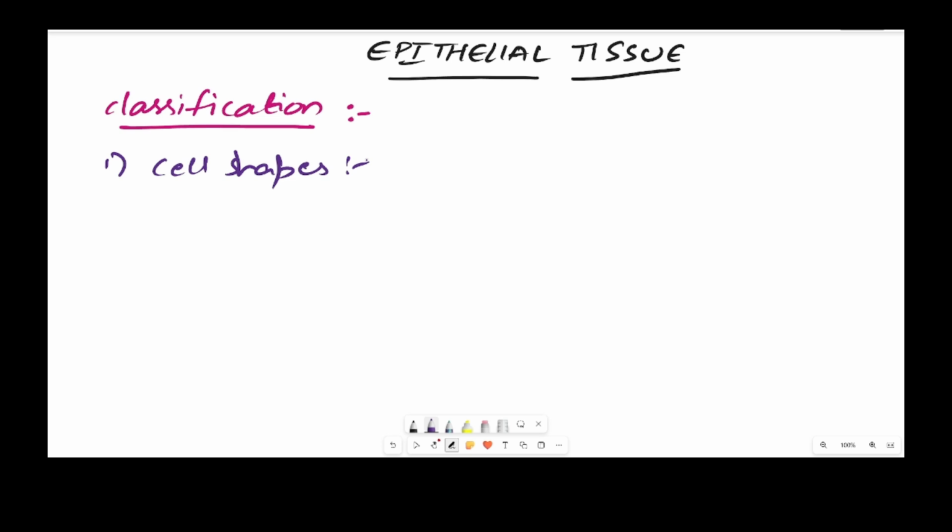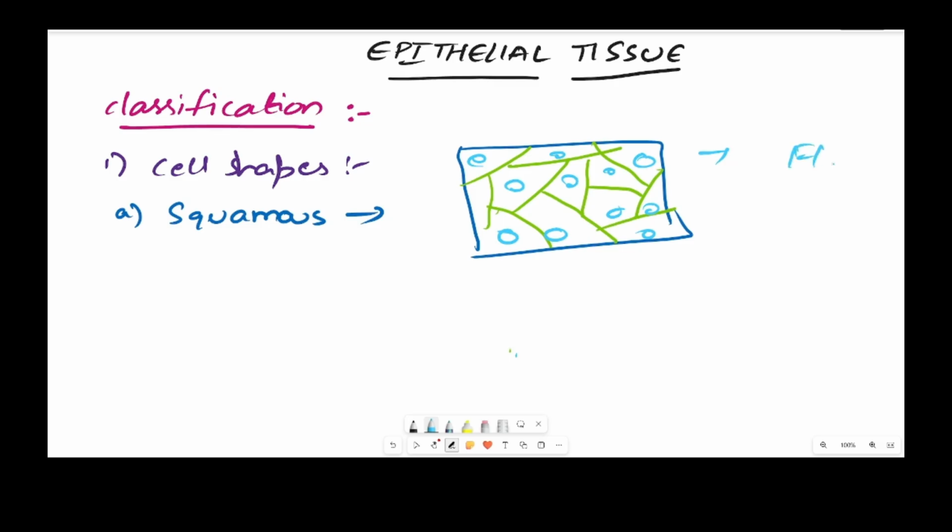So, here the shapes will be varying based on its function. The first one is squamous epithelium. This squamous epithelium will look like a flat structure. It will be very thin, and this will be allowing the passage of different substances.